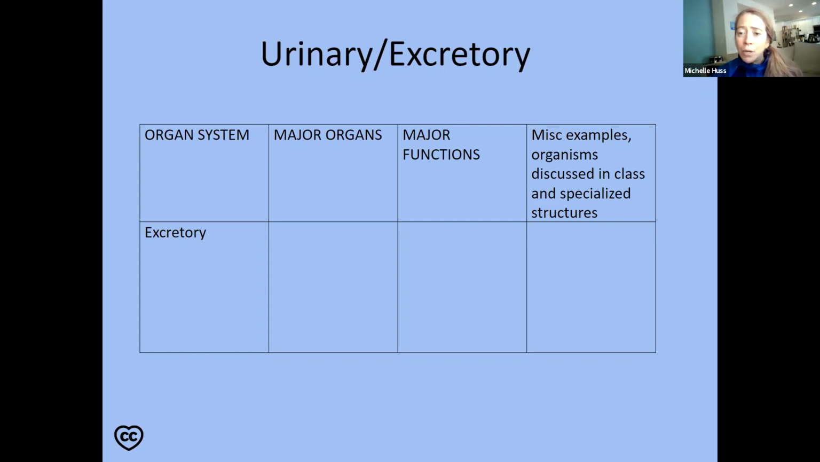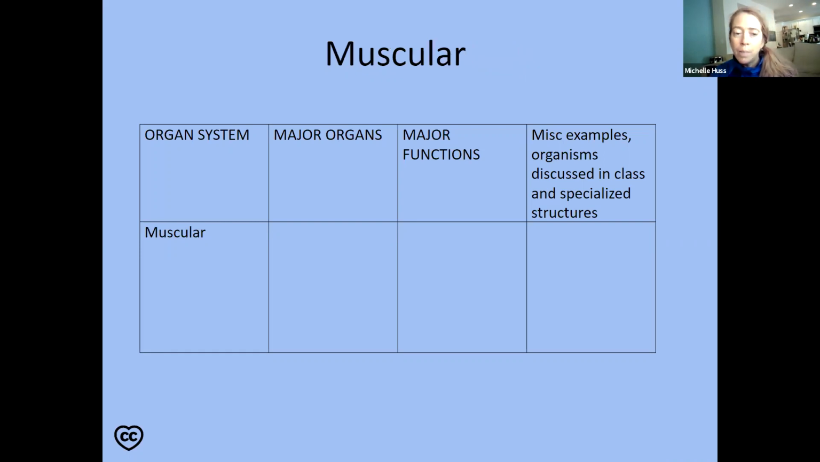for mammals and birds and reptiles and amphibians, the organs you probably have heard of are like your kidneys and your ureter and your bladder. Those are good. Muscular, yay, muscles. What do they do? Help you move. They do some other things too, but I think that's fine.